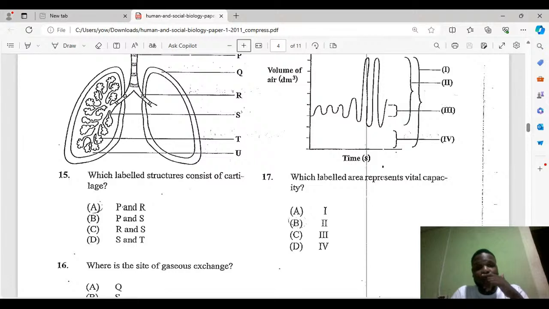Q is the membrane, the pleural membrane that's around the lungs. A membrane is around anything. So it's not much to explain, really.